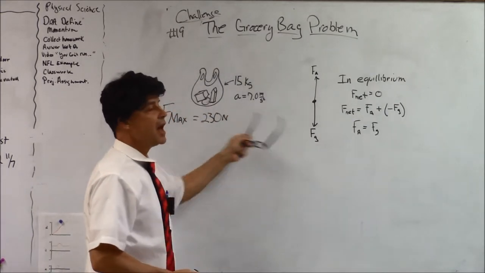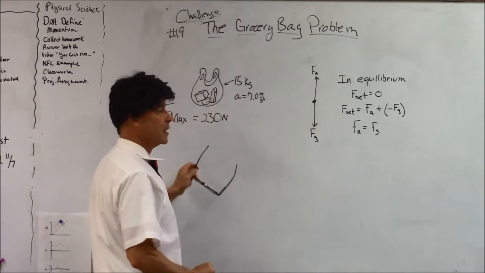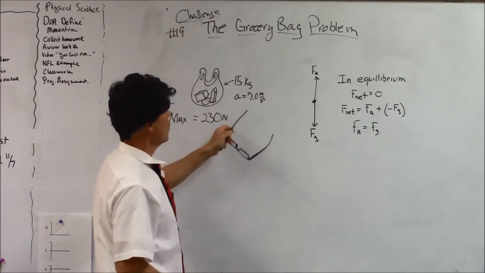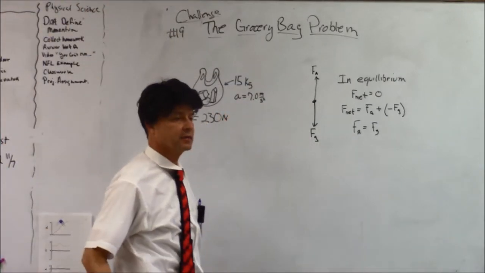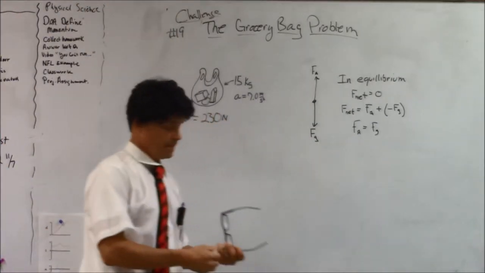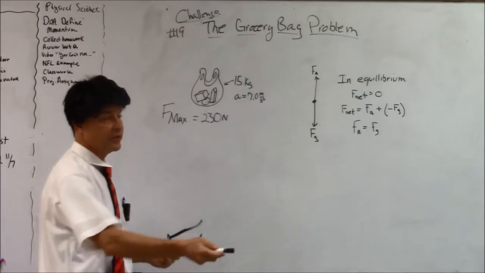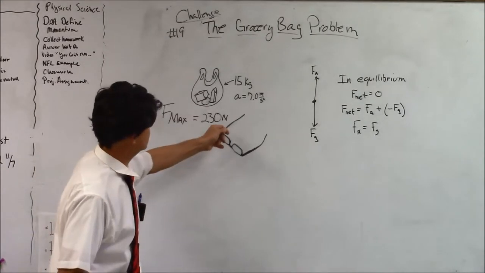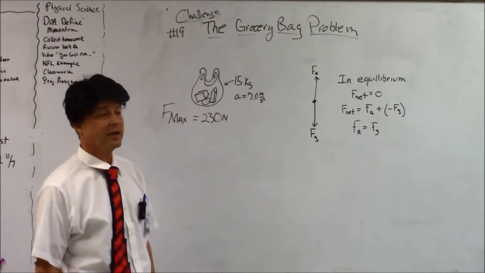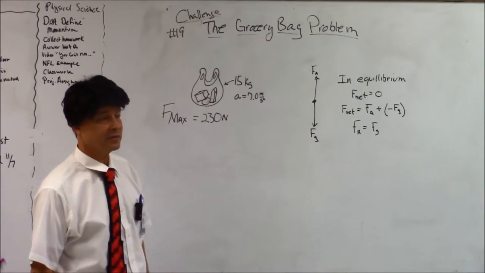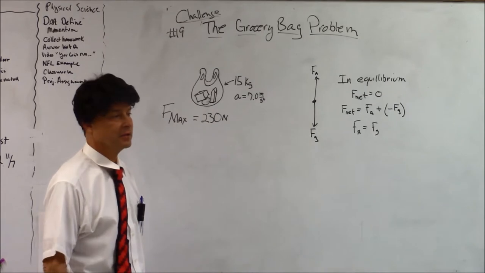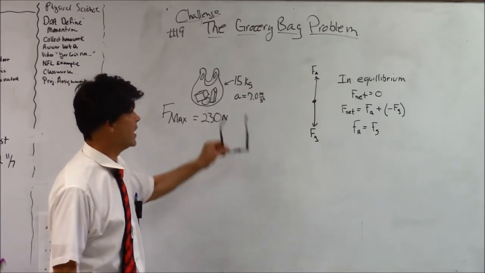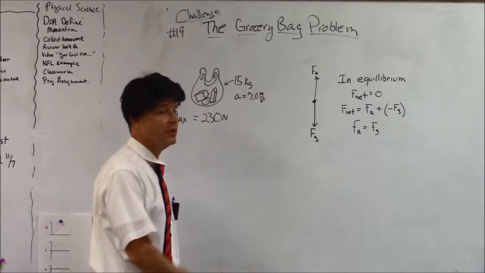The challenge is not when it's in equilibrium. The challenge is, what happens if I accelerate the bag? So can it withstand that? Seven meters per second squared, that's a lot of acceleration. That's getting close to 1g, right? 1g is 9.8 meters per second squared. 7 meters per second squared. He's pulling nearly 1g on the bag.